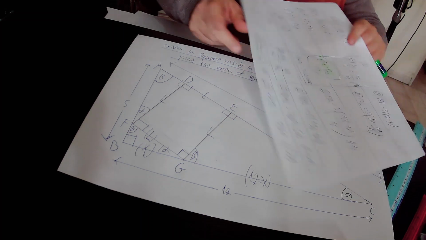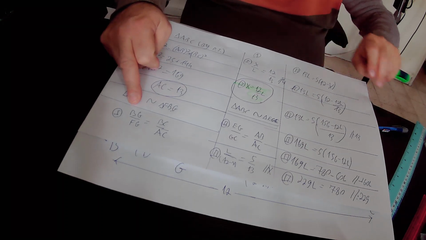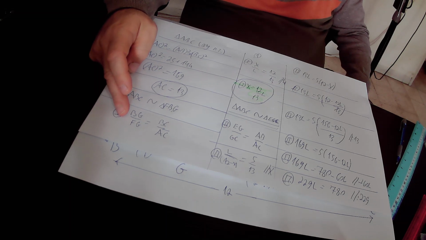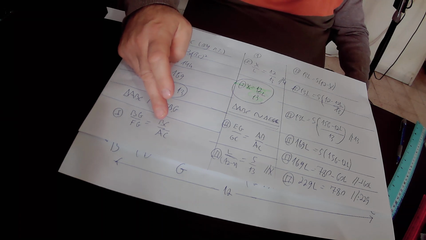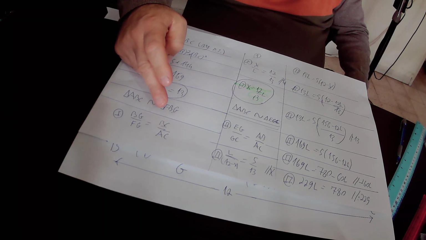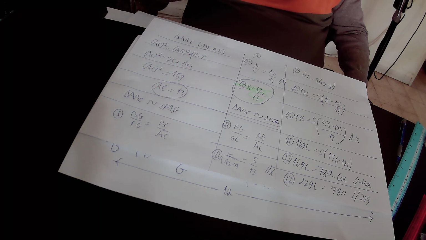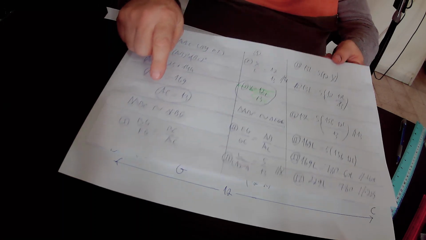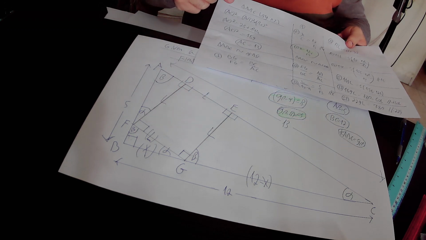I repeat again. Side BG over side FG in the right small triangle FBG must be equal to side BC over side AC in the right big triangle, triangle ABC. Why? Because they are similar to each other. So BG is x according to our definition.